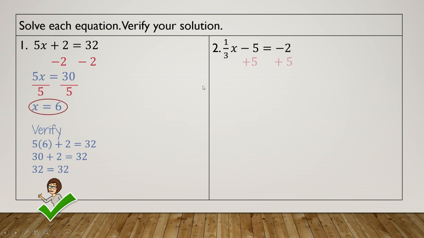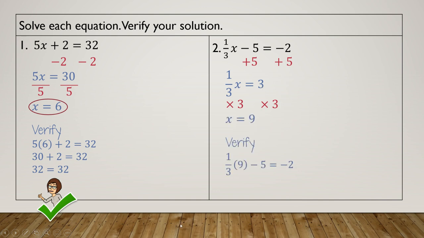Number 2. Let's add 5 to both sides to get rid of this minus 5. We're going to perform inverse operations. So that gives us 1/3 times x equals 3. The inverse operation of multiplying by 1/3 is multiplying by the reciprocal. So the reciprocal means we're going to flip our numerator and denominator. So I'm going to multiply both sides by 3. So 1/3 times 3, those cancel each other out. We get 1. And then on the right-hand side, 3 times 3 gives us 9.